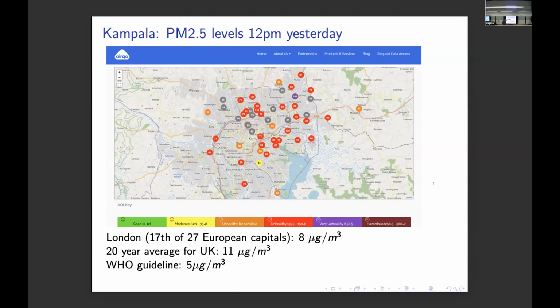So you can see Kampala nearly all the time is in this unhealthy zone, with advice not to exercise outside, to limit your activity outside and so on. And often it gets into a very unhealthy zone if the weather conditions are heavy. Just for comparison, the numbers here are like 70 to 150-ish. The average for London last year is 8 micrograms per meter cubed. The 20-year average for the UK is about 11. It's going down all the time in the UK. So even here, we're still above the World Health Organization guideline of 5, but we're a long way from the numbers we see in sub-Saharan Africa.